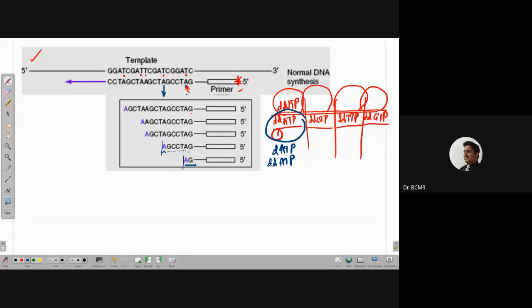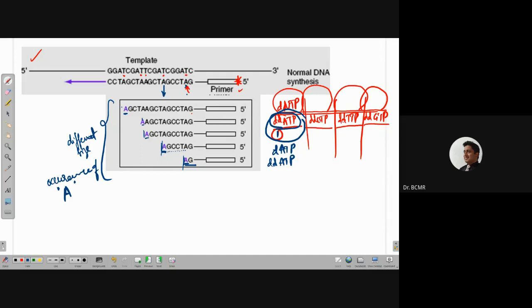So in this way, there will be a multitude of fragments with different sizes, and the sizes are based on the occurrence of A, right? Because we are now talking only about reaction 1, in which we have added dideoxy ATP. So there will be different fragments, each varying in length, and all of them would have a dideoxy at their end like this.